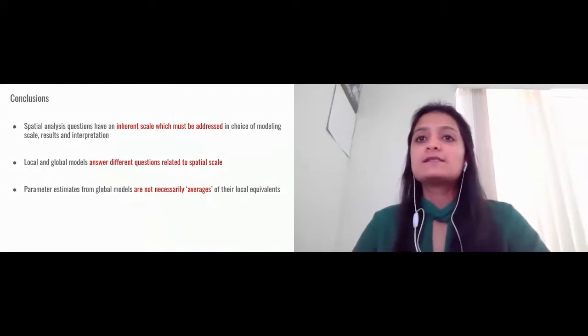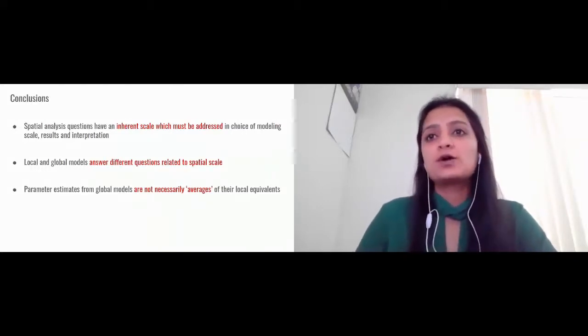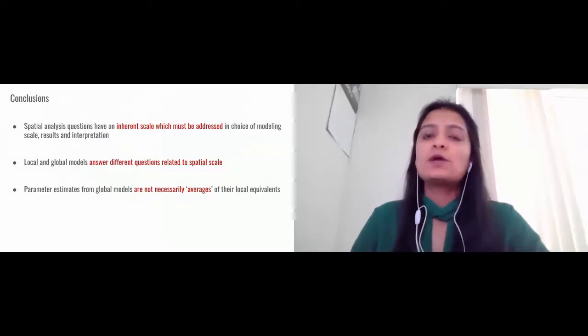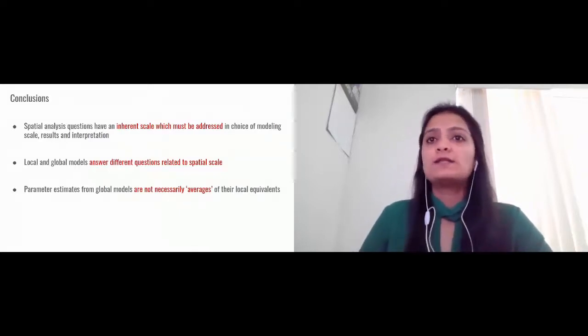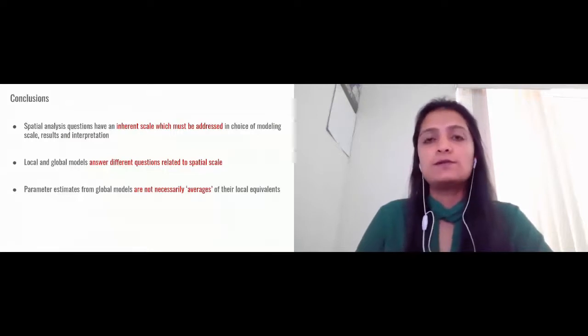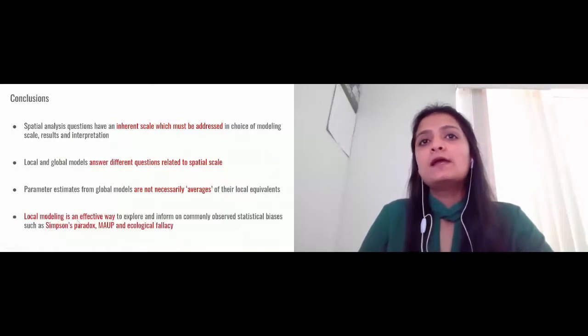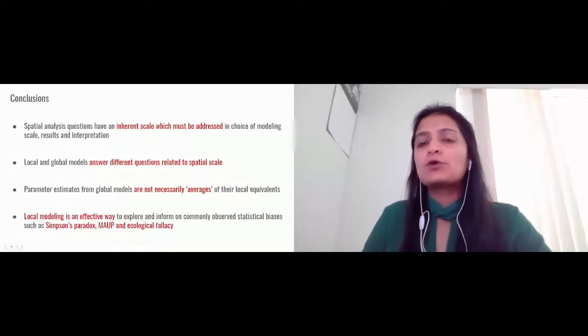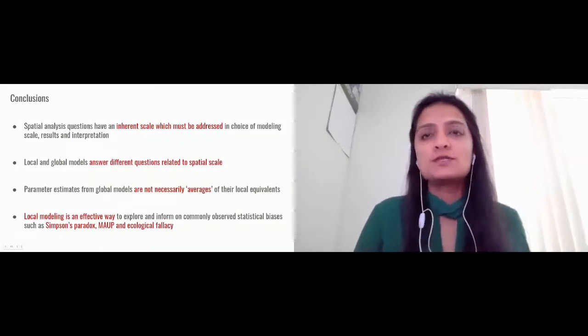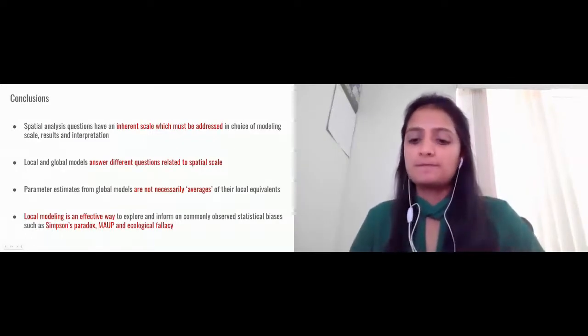In some instances, a spatial variant of Simpson's paradox, as seen here, can arise, whereby a relationship is significantly positive at the global level but negative at the local level. And finally, local modeling and the focus on processes creating the data we observe can help explore statistical biases commonly observed, such as MOP and Simpson's paradox.